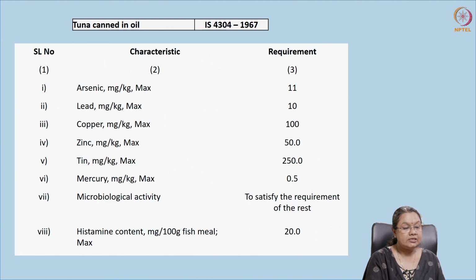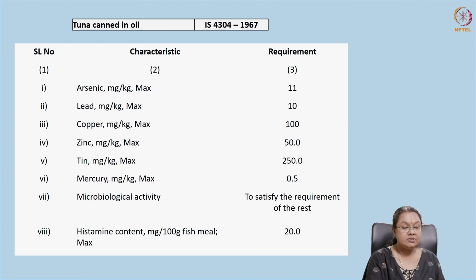And this is the international standard for tuna canned in oil, which was published in 1967. Accordingly, limits were set for heavy metals like arsenic, lead and copper. It is 11 ppm for arsenic, 10 ppm for lead, and 100 ppm for copper. For zinc and tin, it is 50 and 250 ppm respectively. Mercury should be 0.5. Microbiological activity should meet the requirements, and histamine content should be below 20 ppm because tuna belongs to the Scombroidae family.